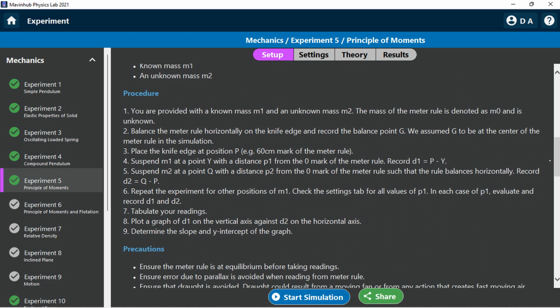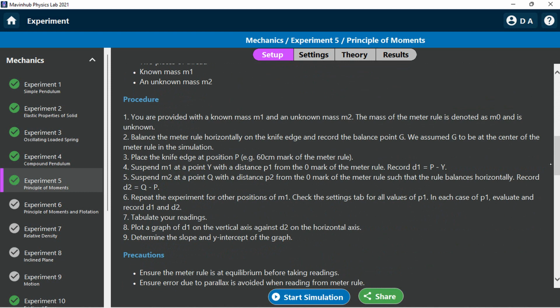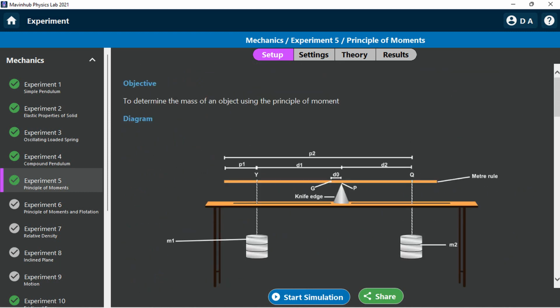Okay, let's look at the next instruction. You have to suspend M1 at a point Y. So suspend this M1 at this point. Then you have to mark that point P1. That is, the distance from mark 0 should be P1. And you should also record D1. So this is P1: if this happens to be mark 0, then from this mark 0 to where this Y is, is P1. From this point where you have Y to the pivot point is D1.